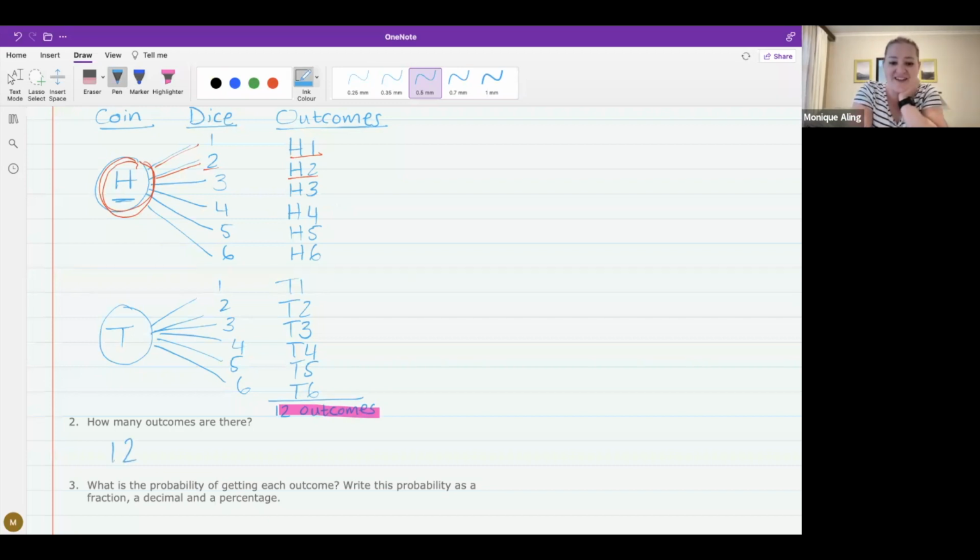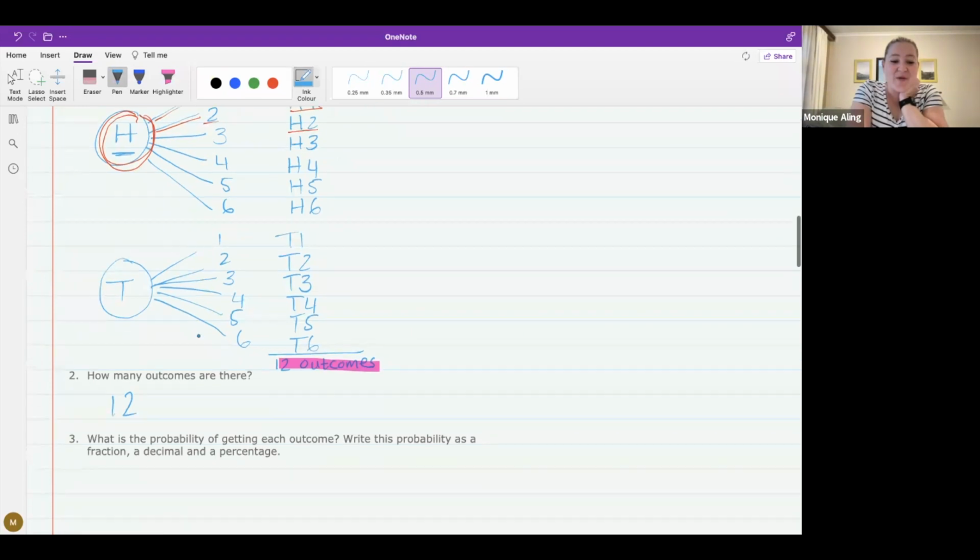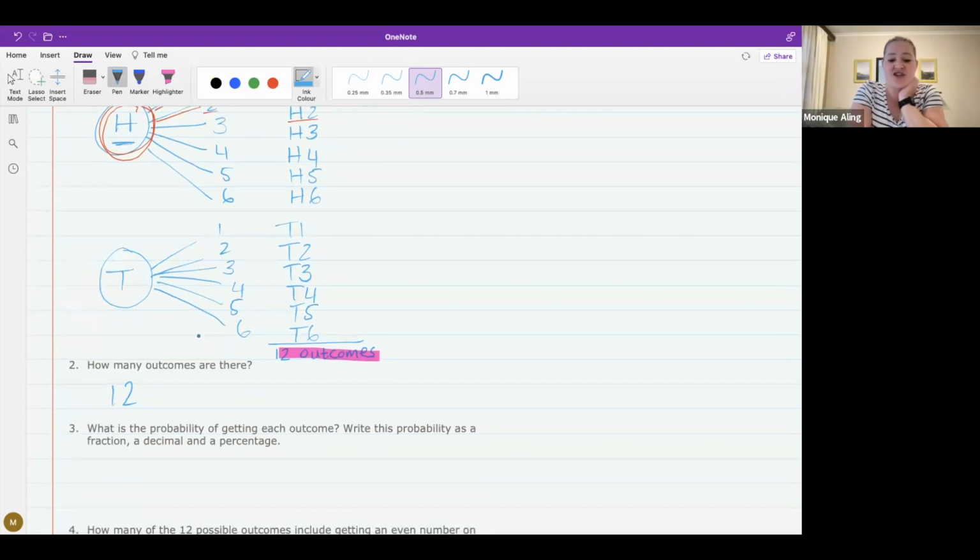Nice, Benele. Thank you. Then, what is the probability of getting each outcome? Write this probability as a fraction, a decimal, and a percentage. Okay, so now we need the probability. What is the probability of getting any one of these? What is the probability of getting T1? What is the probability of getting T3? They each have an equal chance, and that chance is what? Anyone want to try it in the chats? Let's see. Nice, Shahima. On fire today.